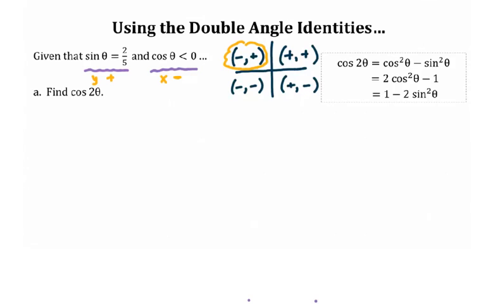So again, it's just helpful to think about that. I'll tie back in our answer at the end to the fact that our original angle was in quadrant 2. But probably for now we're most interested in just finding what the question's asking for. So we'll go ahead and get back to that. Alright, so find cosine of 2 theta.